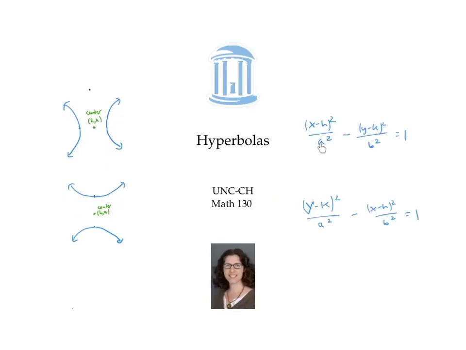A has to do with the distance between the center and the vertex. The number c, which can be figured out from the equation c squared equals a squared plus b squared, is going to represent the distance from the center to the focus, and b and a together help determine the slope of the asymptote.